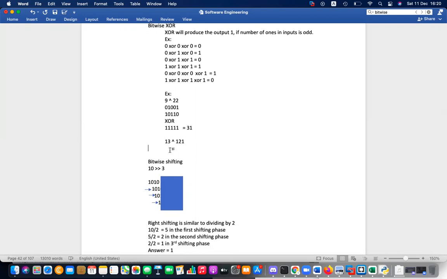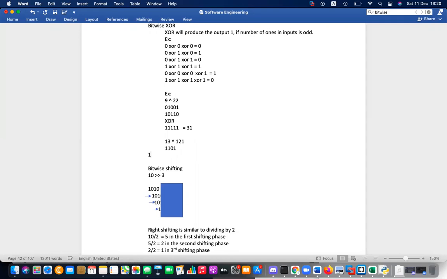Next, 13 XOR 121. 13 is 1101. For 121, Senali, can you send the binary you got for 121? 128 is 10000000, but this is 121. No? 127 is 1111111, so for 121 you subtract 6. So you'll get this one. I hope you got this number, right? Yes. Correct. Okay, so then XOR.